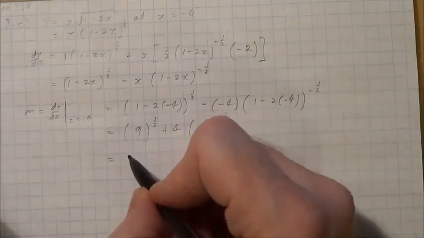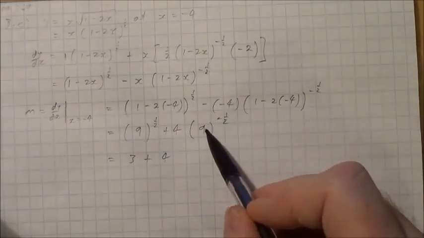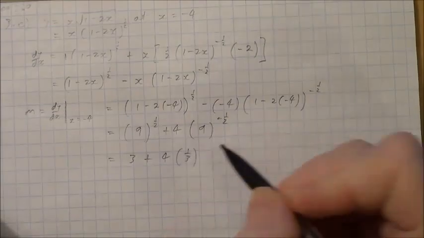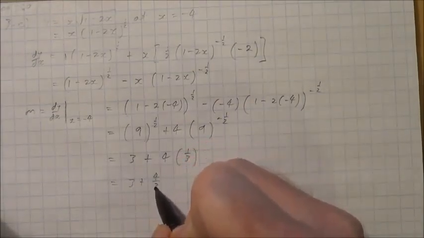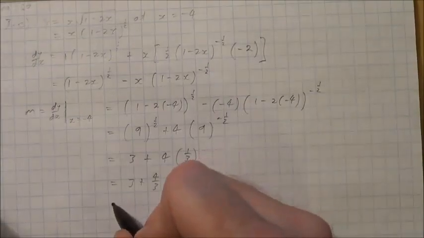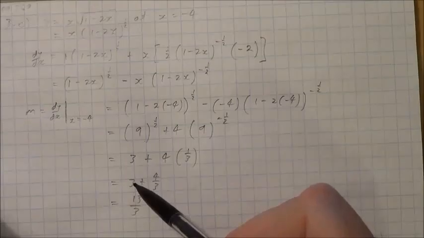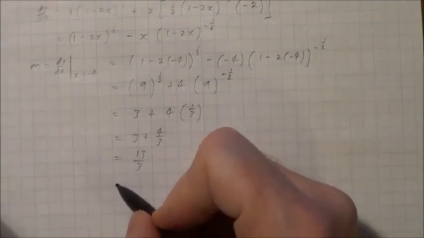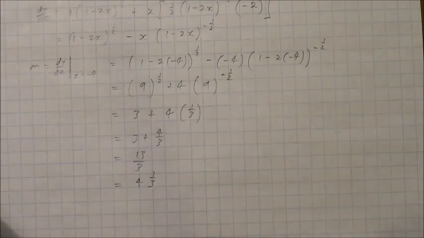The square root of 9 is 3, plus 4 times the square root of 9 is 3, but with the negative it's the reciprocal, so it would be 1 over 3. So I've got 3 plus 4 over 3, and that leaves me with 13/3, because 3 is 3 over 1, which can be changed to 9 over 3, and you add that to 4 over 3, you get 13 over 3, which then can be written as 4 1/3.